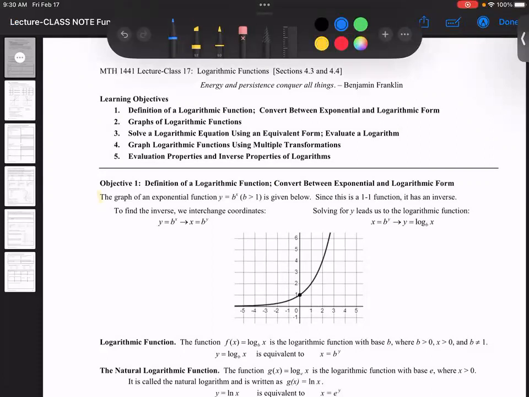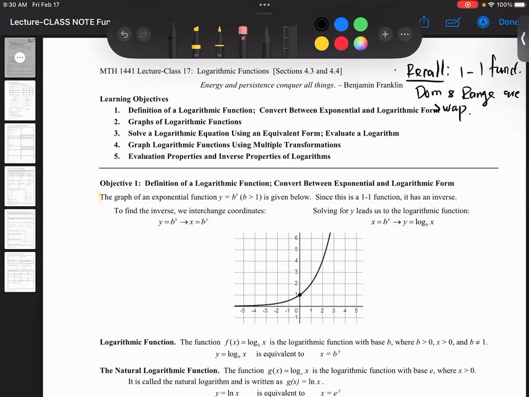Let's recall one-to-one functions. Domain and range are swapped. The graph is symmetric about the line y equals x.